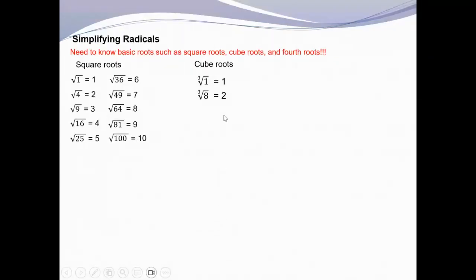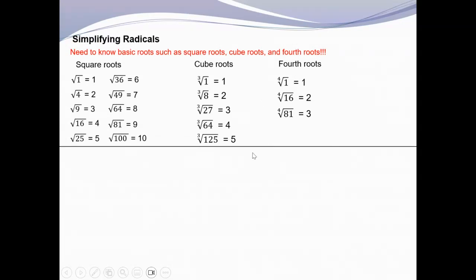For the cube roots, at least know all the way to, I think, 5. And then for the fourth roots, at least know all the way to, I believe, 2 or 3. I think it's 3. That's it. At least know these right here.